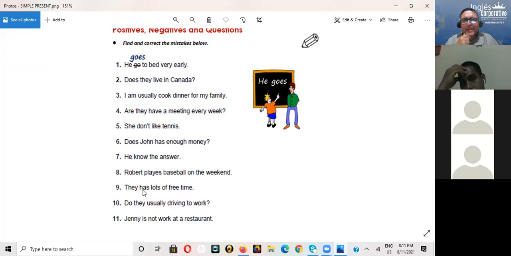What is the correct form? He goes to bed very early. So remember, that is the third person singular. If you're making questions, you're supposed to use do or does. When you're using the third person singular, he, she, it, you're supposed to put S to the verb and sometimes ES. Any questions? Questions or comments? No? No, teacher. Okay, let me look for your group.